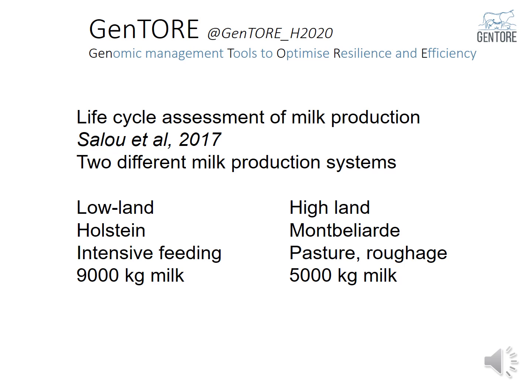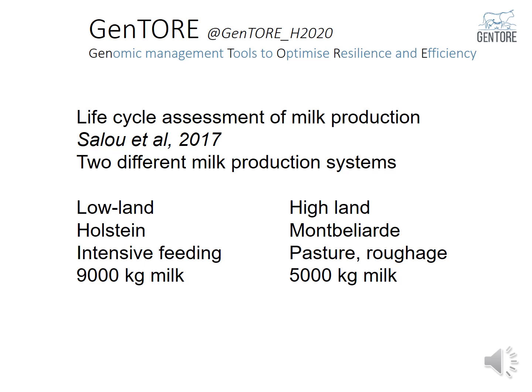One system is a rather extensive system with Montbéliard cows in highlands, and one is a very intensive system with Holstein cows fed maize silage and concentrate in the lowland. And in the lowland system, pasture is not used. The highland system has a milk yield around 5,000 kilo per year, and the lowland system has a milk yield around 9,000 kilo milk per year.